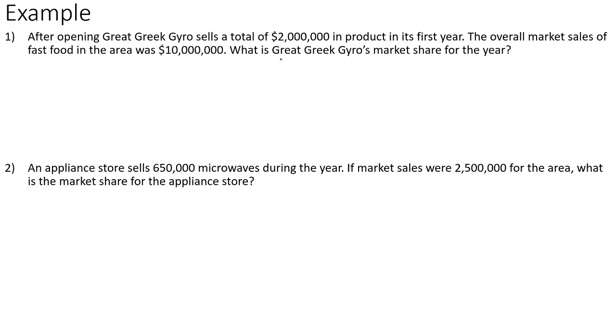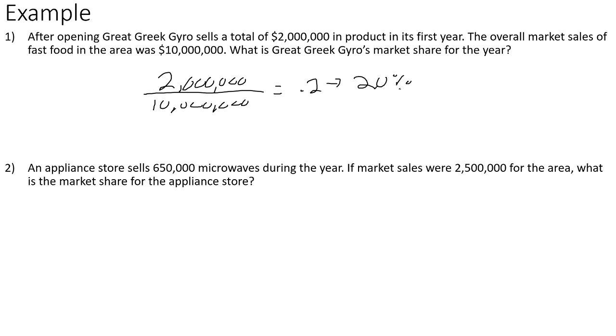So altogether, all fast food sales in that area totaled $10 million. What is Great Greek Gyro's market share? Well, they sold $2 million, and everybody altogether sold $10 million. So in general, they got about a 20% share. Basically, their sales amount to 20% of the marketplace.